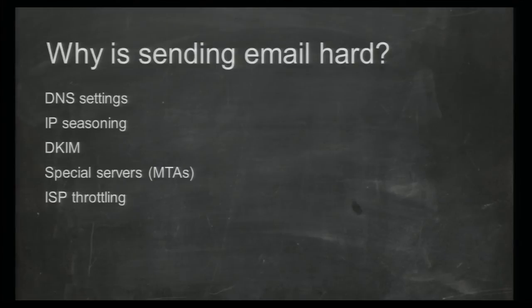ISP throttling. So this is where you have a Yahoo or Gmail or AOL, et cetera, and they push back on your mail. So if you're sending mail into that domain, and let's say you're sending it too quickly, or you haven't sent enough recently, or your mail is deemed low quality, the ISP will engage in throttling.